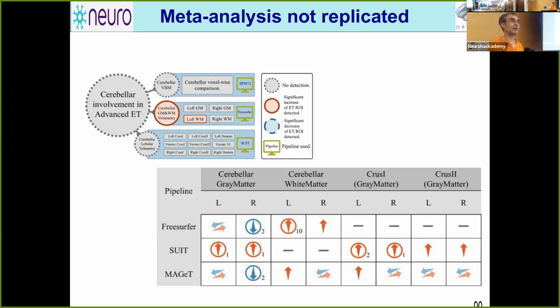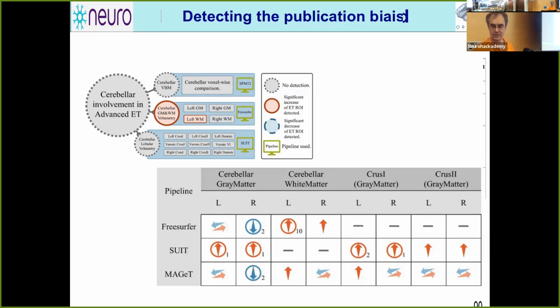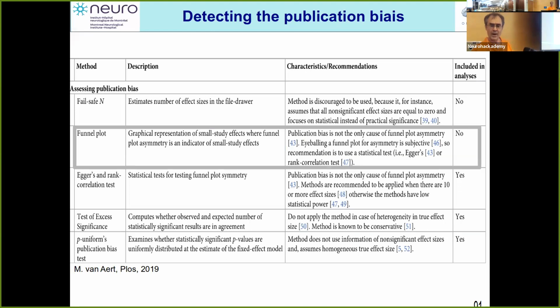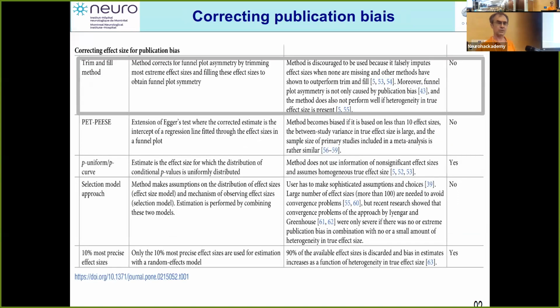But if you power the study sufficiently, we actually couldn't find the results again, or at least not consistently across pipelines. There are ways of first estimating the effect size problems, and there are also ways of correcting the effect size problem. So that's one paper.